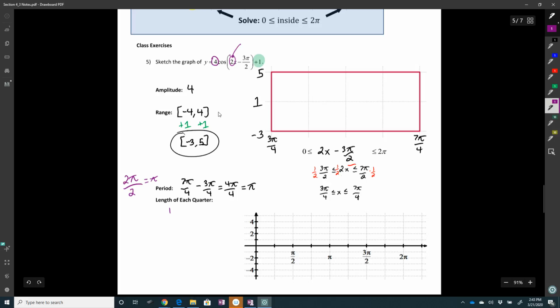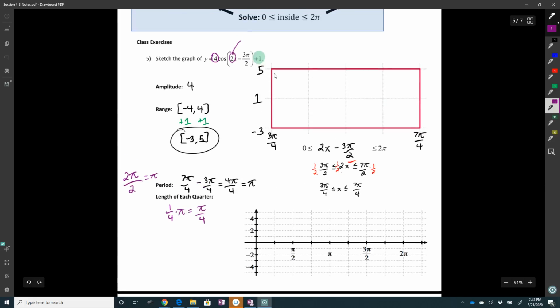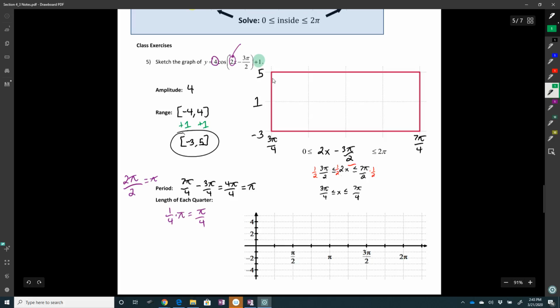So anyway, the length of each quarter is just 1/4 times pi, so that's pi over 4. That means each of these tick marks is going to be pi over 4. So 3 pi over 4, 4 pi over 4. Let me put the tick marks on top. 4 pi over 4, 5 pi over 4, 6 pi over 4, and notice that we get 7 pi over 4.